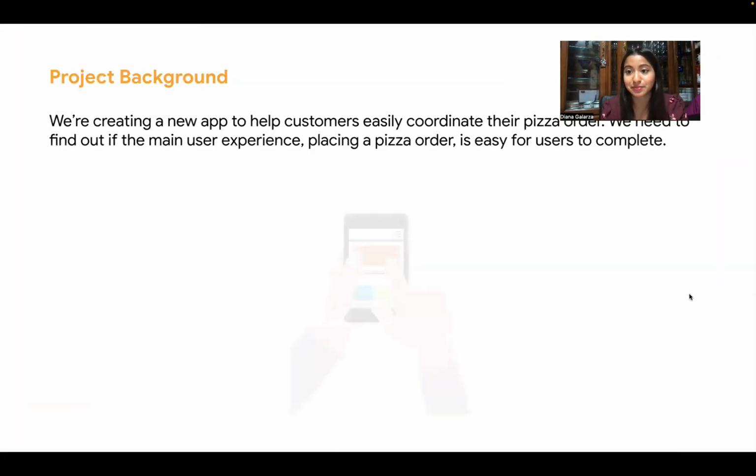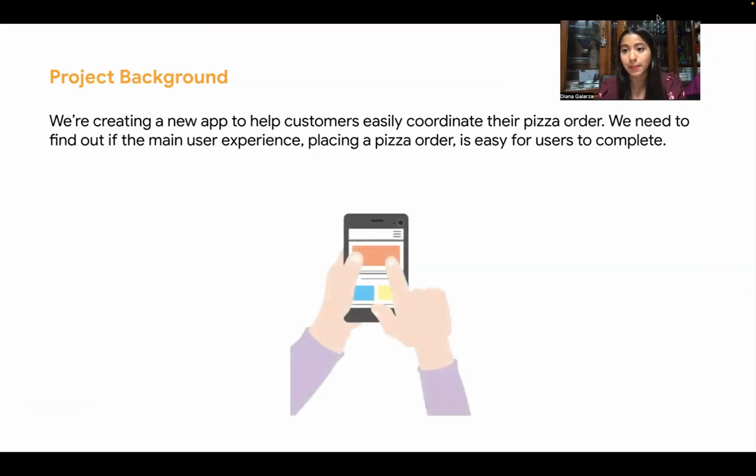Our study details. Mike's Pizza is a restaurant that is heavily populated in Lake County. I mean, everyone, when they're looking for delicious pizza, they go to Mike's Pizza. So because of their high demand, it is very important that they have a presence online and one that is seamless and easy to use. We're creating a new app to help customers easily coordinate their pizza order. We need to find out if the main user experience, placing a pizza order, is easy for users to complete.